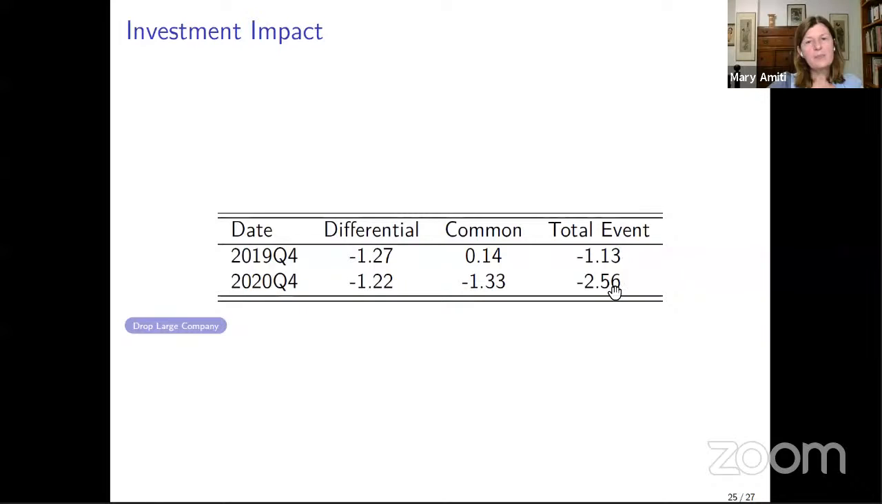And so we see that by the end of 2020, this additional effect of the 4-quarter change is 2.56, to give us a total change of 3.7. And then this could be split between the differential and the common effect, and the common effect accounts for about 1/3 of the total.